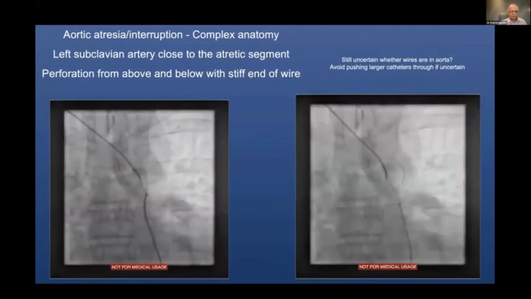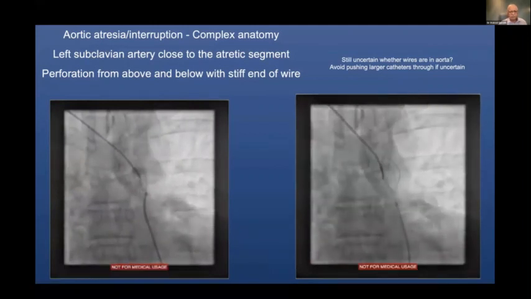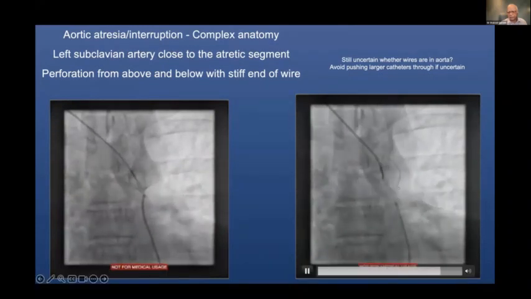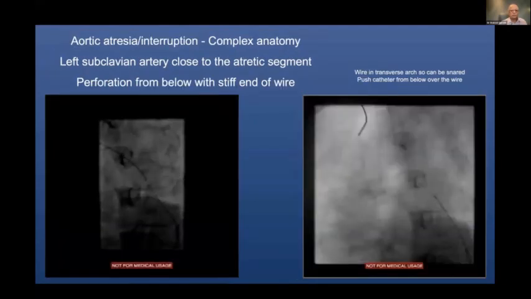We attempted perforation from below, again with the stiff end of the guide wire, and on check angios you can see that this is unlikely to be in the vessel as well. So we attempted a few more perforations. Again, each time the stiff end of the wire was going in outside, and so the key lesson there is to avoid pushing the catheter until you're absolutely sure that the wire is in the lumen.